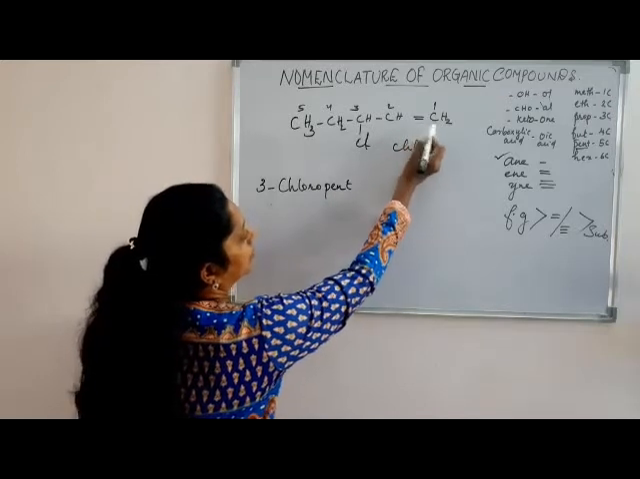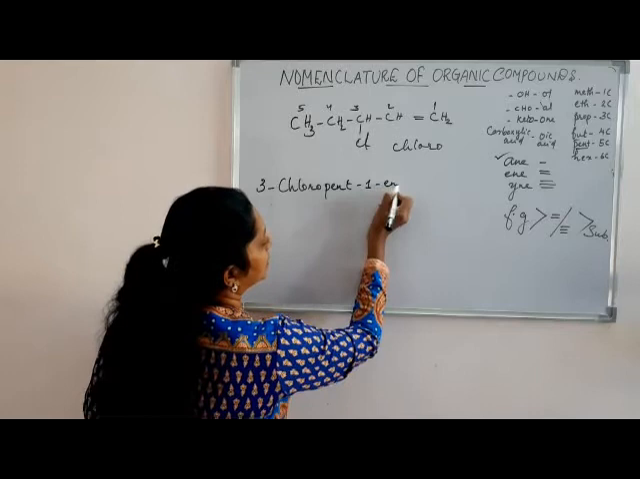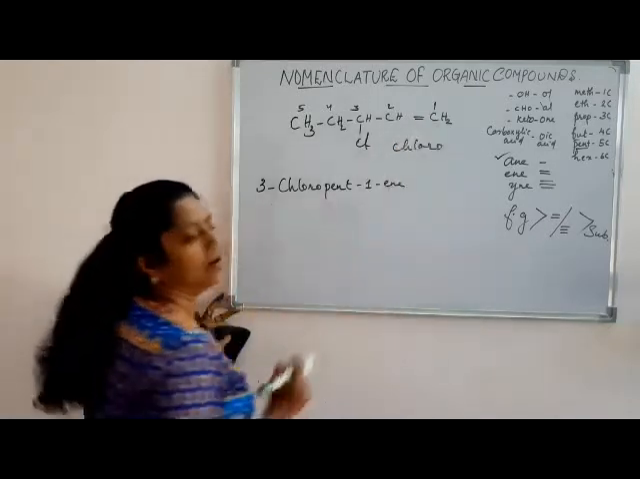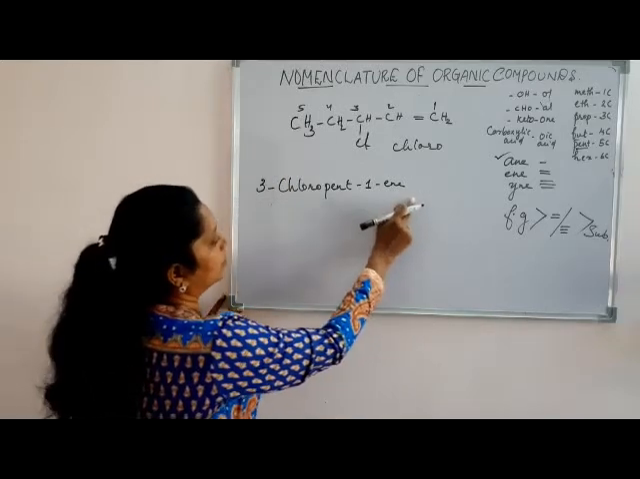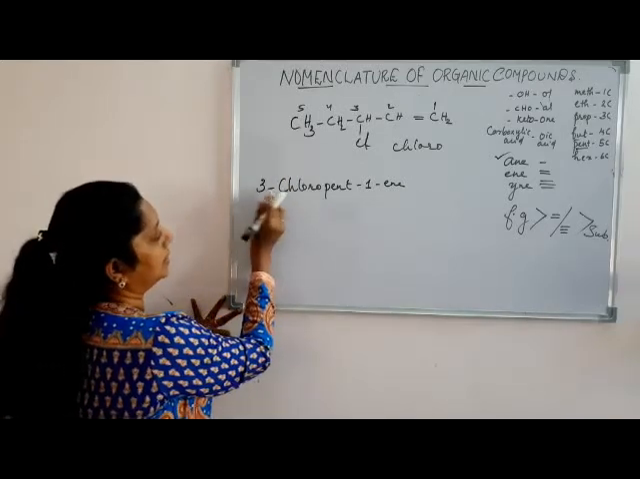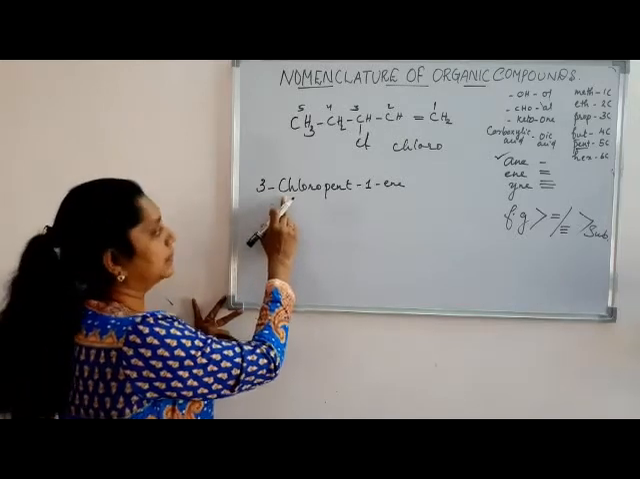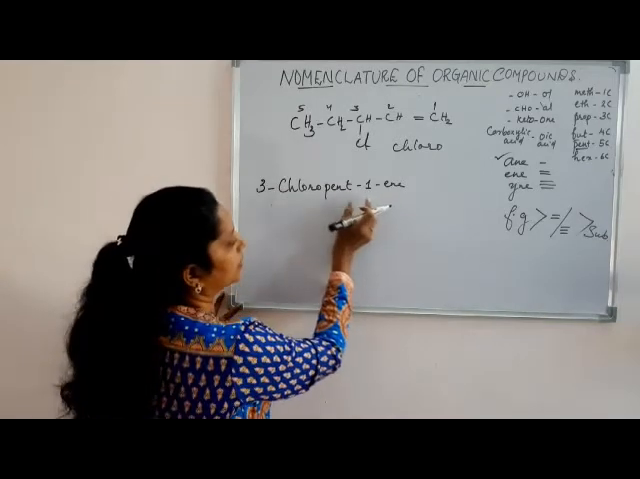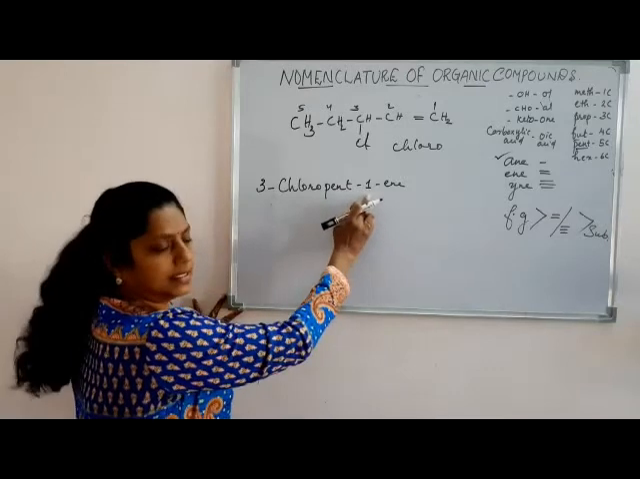And a double bond is present here. Pent-1-ene, because it is present in the first carbon atom. The double bond is present in the first carbon atom. So we can name it as 3-chloro-pent-1-ene. There is a hyphen between this digit and the first letter, and the first letter should be in capital letter. And here also you can see a hyphen between the letter and the digit.